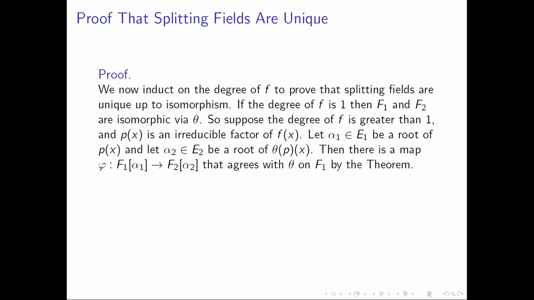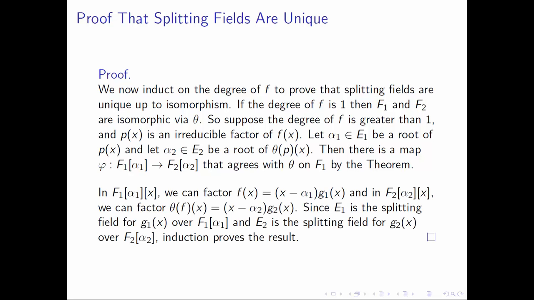So let's take alpha 1 in E1 to be a root of p of x, and we know that that exists. And similarly, let alpha 2 in E2 be a root of the image of this irreducible factor under theta. So theta of p is the image of p, and let alpha 2 in E2 be a root of that. By our theorem, we can find a map phi that maps F1 adjoined alpha 1 to F2 adjoined alpha 2, and we want it to agree with theta on F1, and that exists by the theorem that we just proved.